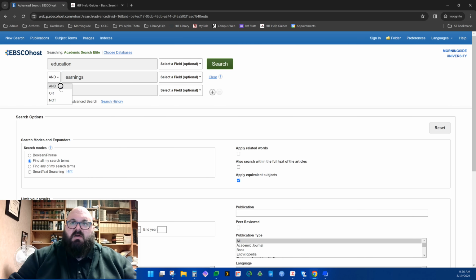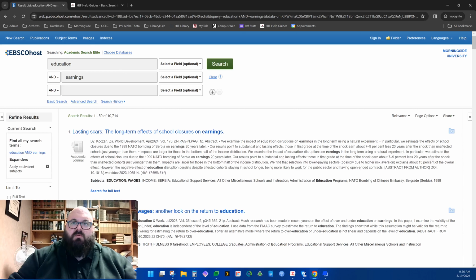Keep those Venn diagrams in mind. We have and, education, and earnings. We can submit that, and then we're getting only the articles that contain both of those terms.